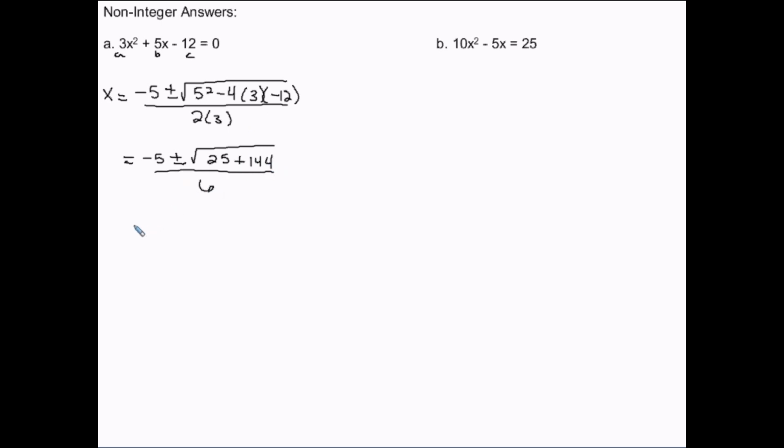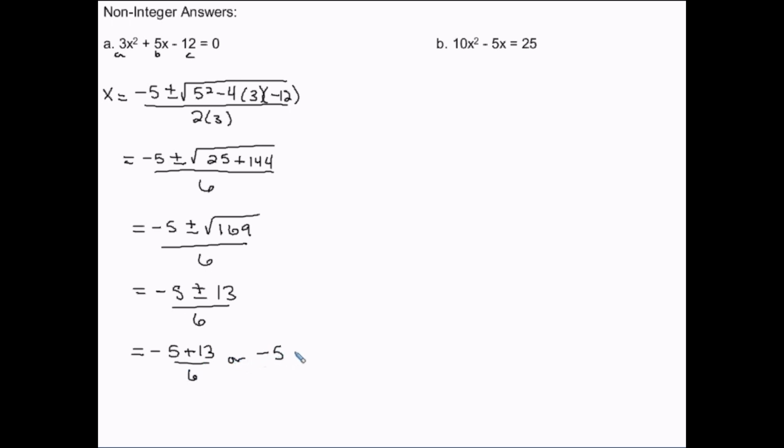divided by 6. Actually, this looks like it's going to work out just fine. Square root of 169 is 13. So I have negative 5 plus 13 divided by 6, and negative 5 minus 13 divided by 6. Negative 5 plus 13 is 8. Negative 5 minus 13 is negative 18. 8 and 6 both divide by 2, and that worked out.